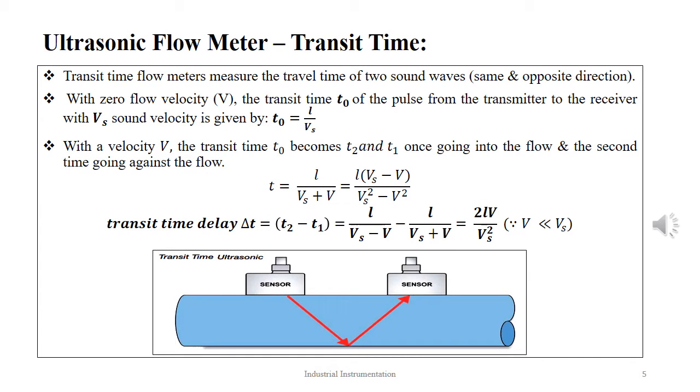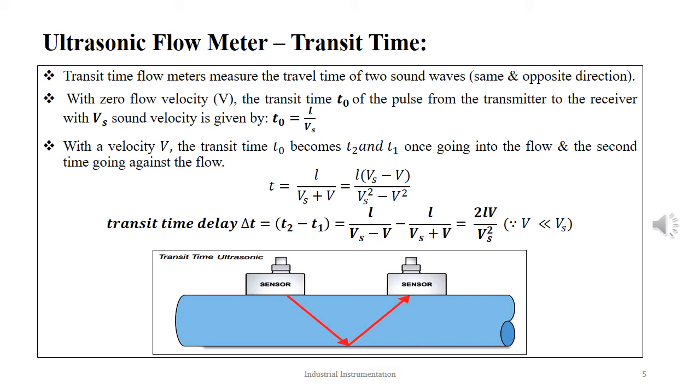In the transit time flow meter, the flow meter measures the travel time of two sound waves. One wave travels the same direction as the flow, while the other travels in the opposite direction of the flow. At zero flow, sensors receive both the waves at the same time, that is without transit time delay. As the fluid moves, it takes an increasingly longer time for the downstream wave to reach the upstream sensor. This measured transit time difference is directly proportional to the flow velocity and therefore to flow volume.